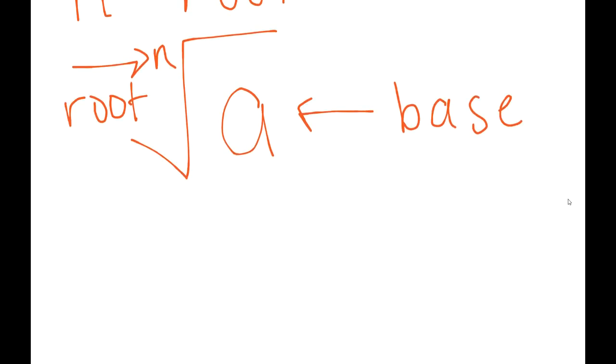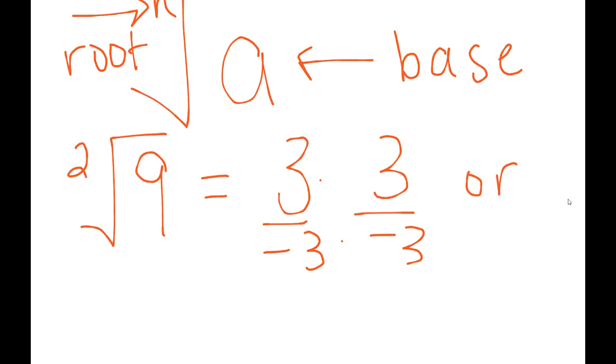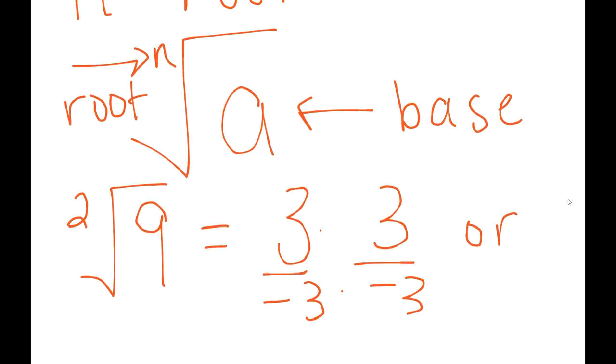So for example, if we wanted to do the square root of 9, that's how it would be written. Really, it just means what times what is 9, which is going to be a 3. So the answer would be 3, or negative 3, because negative 3 times negative 3 is 9. So again, your format is going to be the nth root of a.